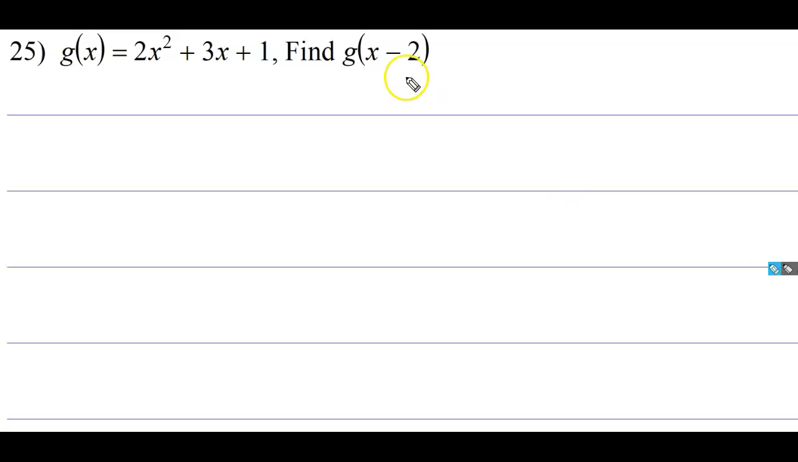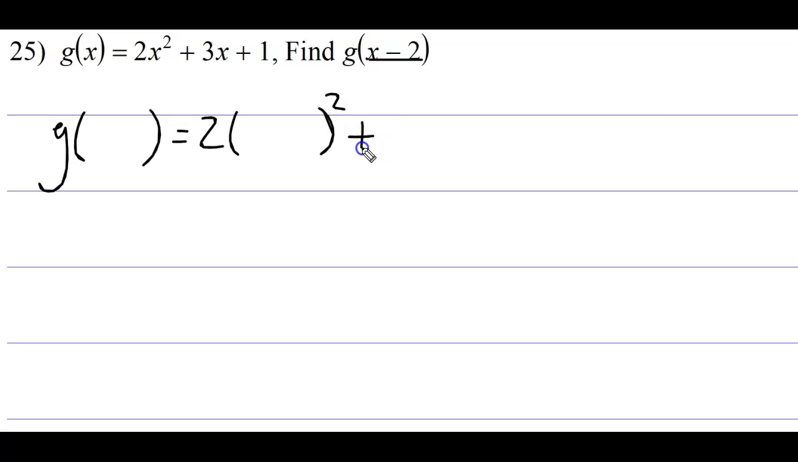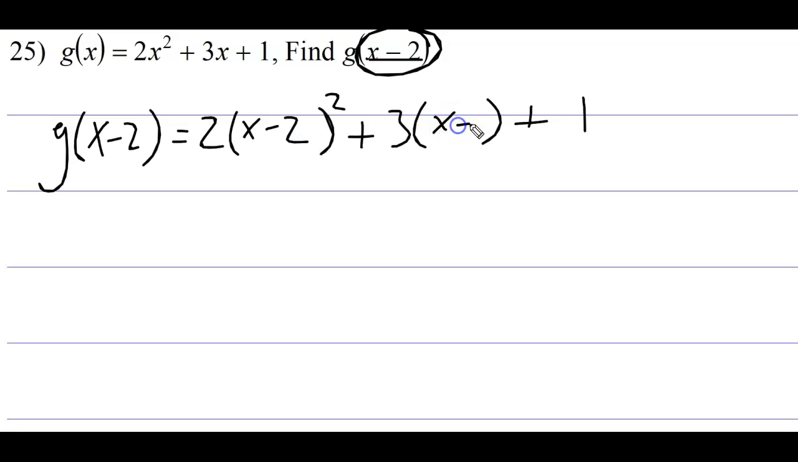Here's another similar example. On this one, we're plugging in an actual expression, though. We're not plugging in a number. So, once again, we're going to start by rewriting the entire equation. But instead of x's, we're just going to put parentheses. And in the parentheses, we're going to put x minus 2 now. All right. Now this one here is the one that's the biggest pain in the butt. You got to know how to do that.